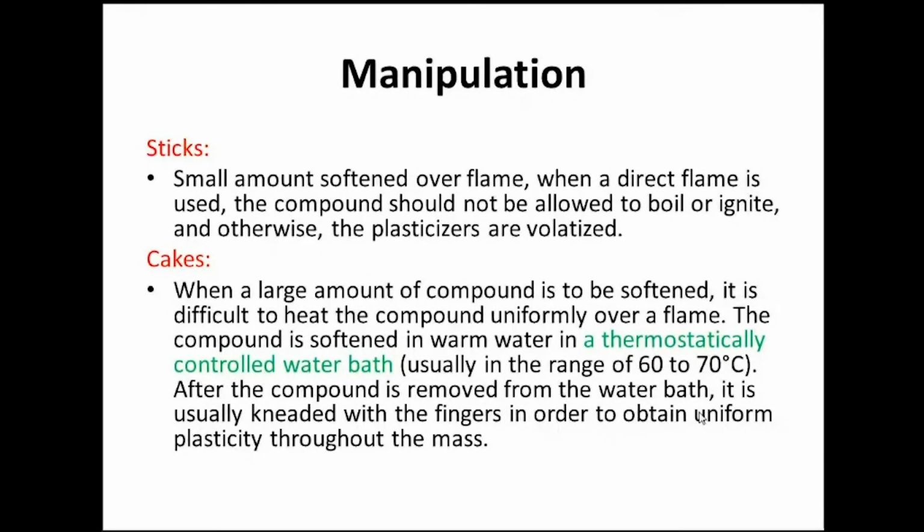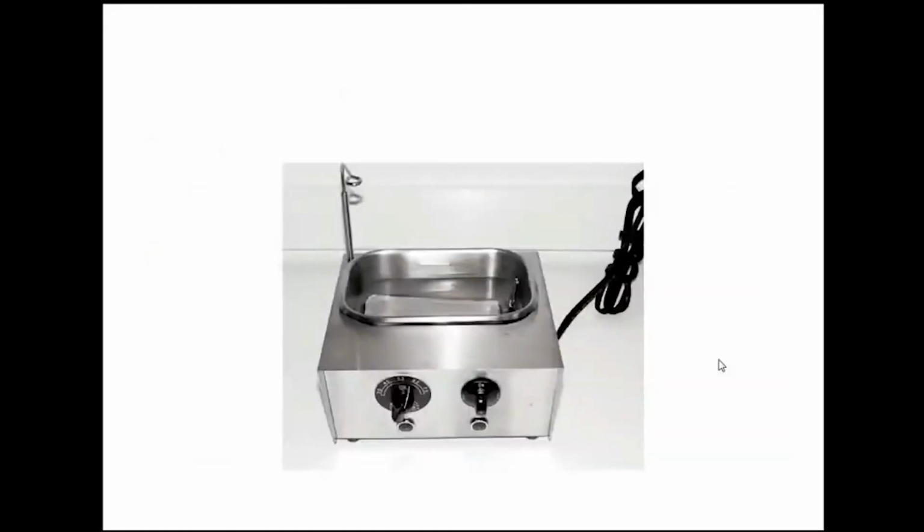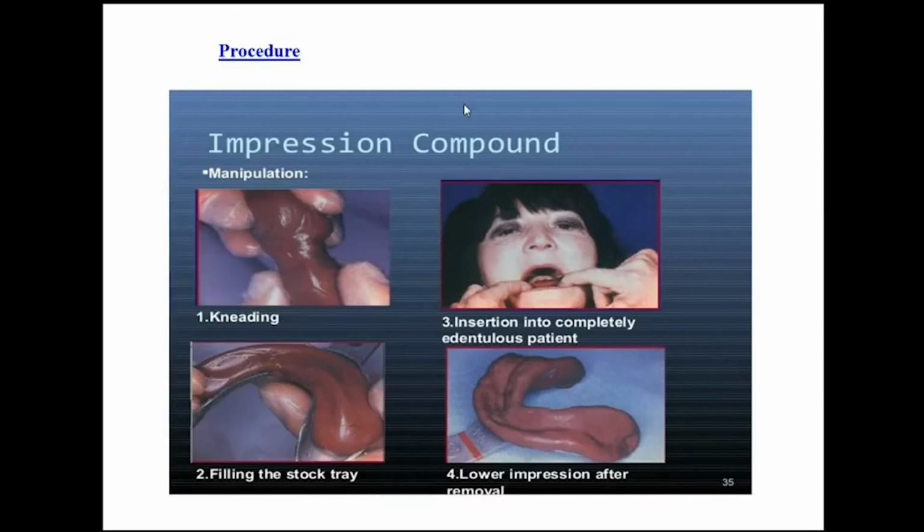While the cake must be softened entirely in hot water in a special type of bath, usually 60 to 70 degrees in order to soften. After that, you can knead it and manipulate it with your fingers to obtain a uniform shape. This is the bath. This is the impression compound kneaded by your fingers. After that, put it in the impression tray and place it into the patient's mouth. This is the removal of the impression. This is the primary impression for a completely edentulous patient.